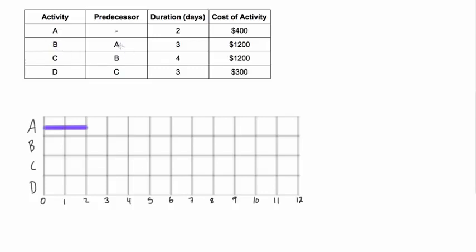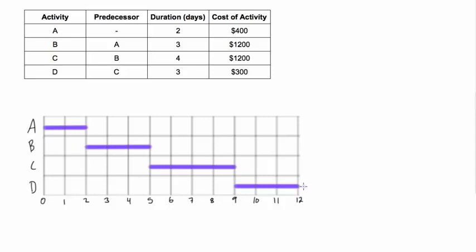Activity B, it depends on A, so it can't start until A is done, and it's 3 days long. So here it comes, we find the end of A and B and go 1, 2, 3. Alright, for C, 4 days long, depends on B, so it can't start until B is done. So we're going to go 1, 2, 3, 4. And activity D depends on C, and it's 3 days long, so it starts when C ends, and we have, boom, 1, 2, 3, 4.